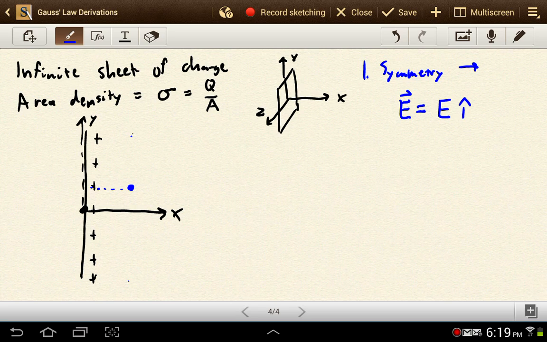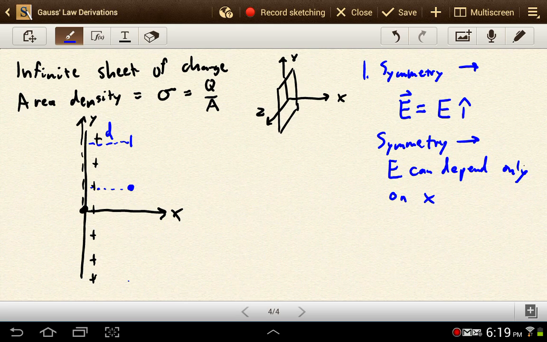So I'm going to call this distance you are from the sheet D. In addition to knowing that the field has to be along the x-axis, we also know that the magnitude can depend only on your x position. I'm not sure why I called this D; there's no real need for that. But anyway, we're at this point here, which has some x coordinate. We know the field has to go either this way or the other way.